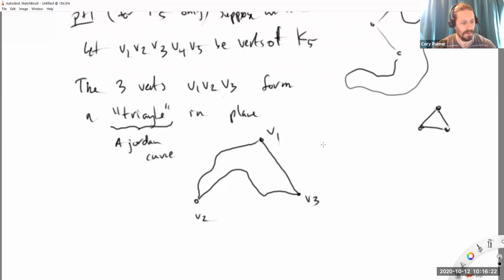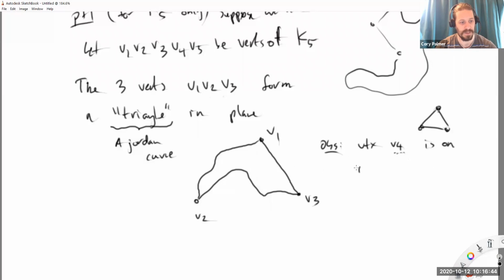Now observe that vertex V4 either lives inside this curve or outside this curve. Now I'm using the Jordan curve theorem. There's only an interior and an exterior. This curve splits the plane into interior and exterior. So any other vertex V4 is either in the interior or the exterior.